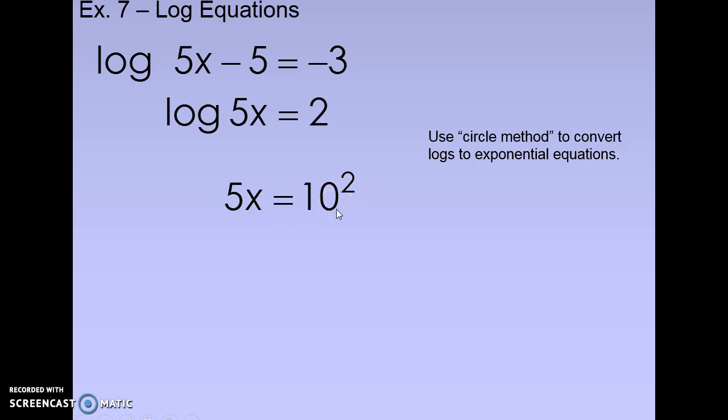Where'd the 10 come from? Remember, when there's no number here, it's understood to be a base of 10. So we take our base, and now we have it here as a 10. We take our number here, and it becomes our exponent, and our product still remains 5x. So 10 squared, ladies and gentlemen, gives us 100. So now we have 5x equals 100. To isolate my x, we can divide both sides by 5, and x equals 20.